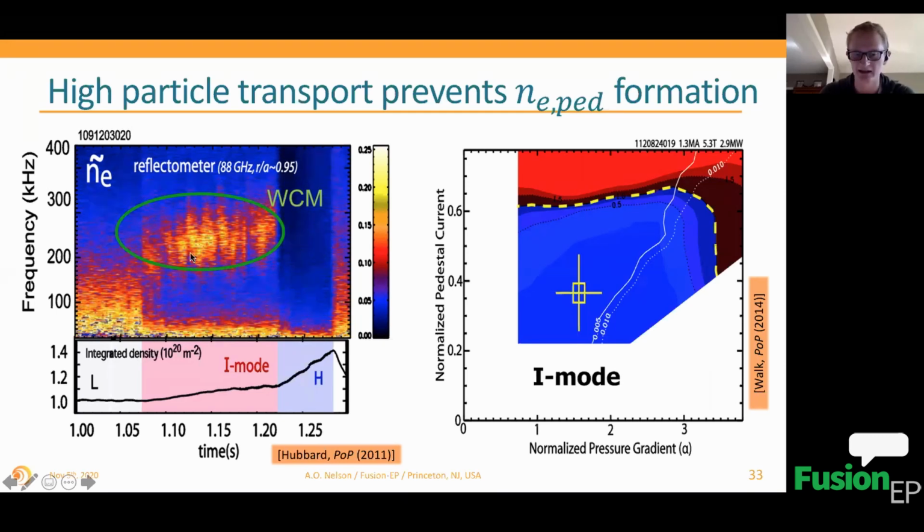So we have basically an additional source of transport that is propagating through our plasma. But if you look at the integrated density down here, the I mode density is still much higher than the L mode density. So we still have improved confinement over L mode.